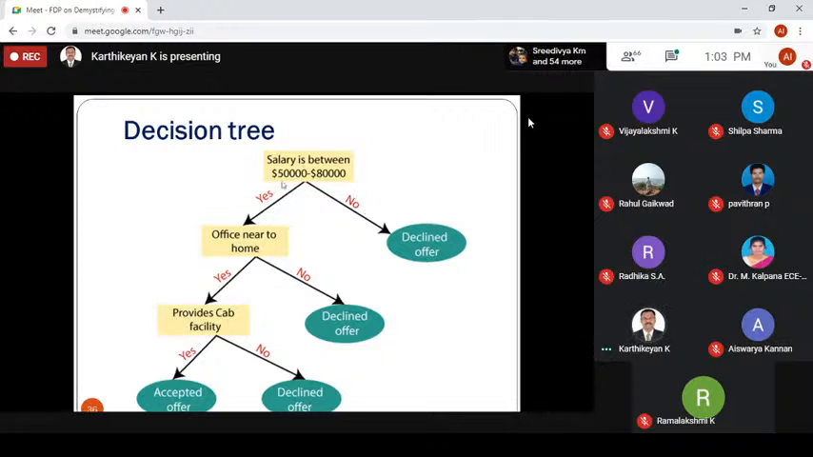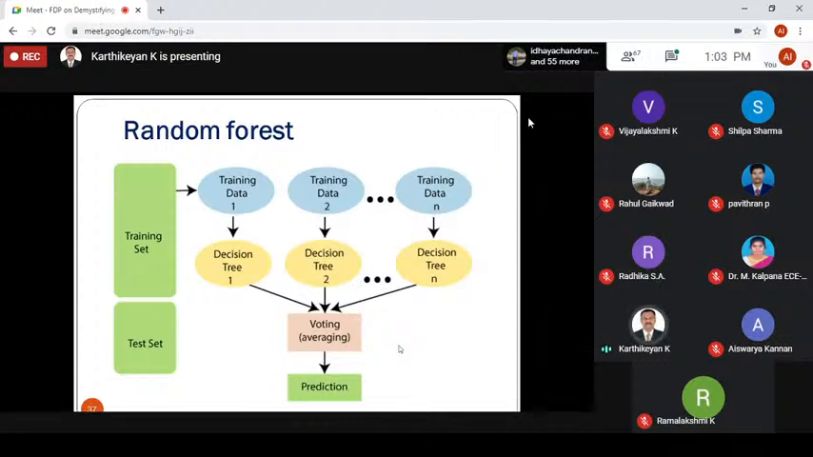Okay. Then if he is accepting it, he applies another decision-making condition: whether the office is near the home. If it is near the home, he will accept, or otherwise he will decline the offer. Then whether there is a cab facility or not. If it is available, he will accept the offer. Otherwise, he will decline the offer. So this is a very simple classical example of how the decision tree works. Each and every data set is given here, and based on that, this process goes on and the decisions are taken. So this is about the decision tree.